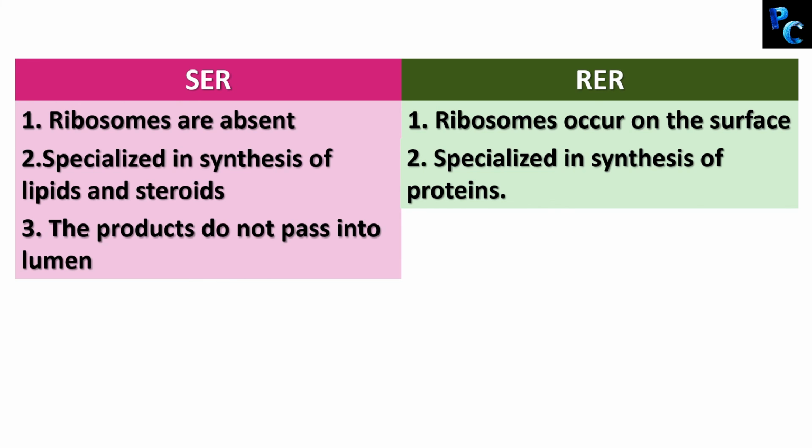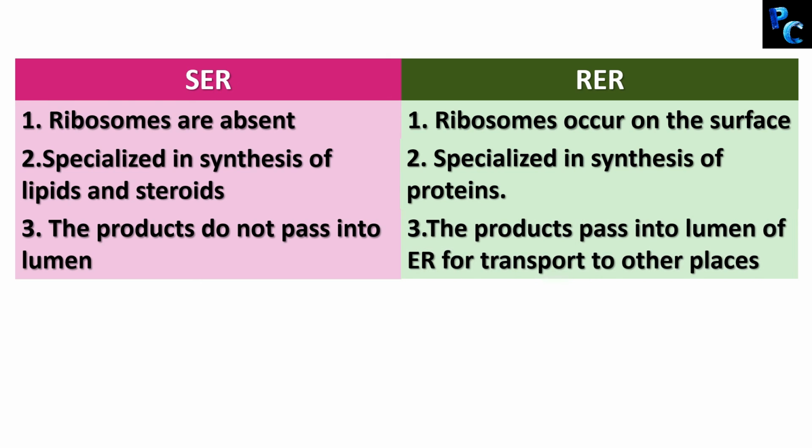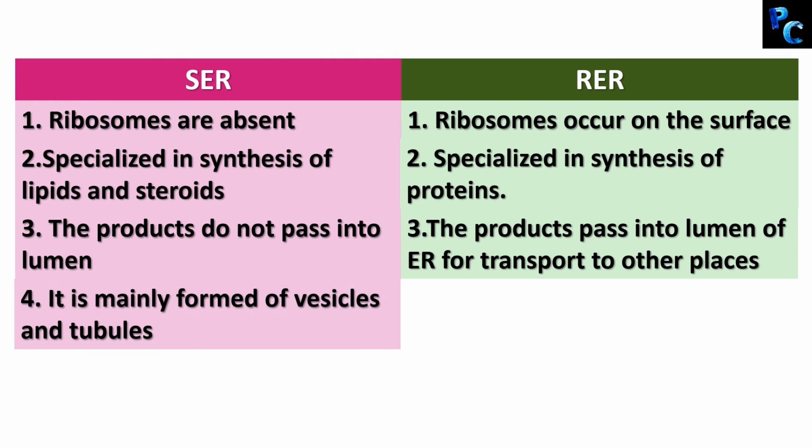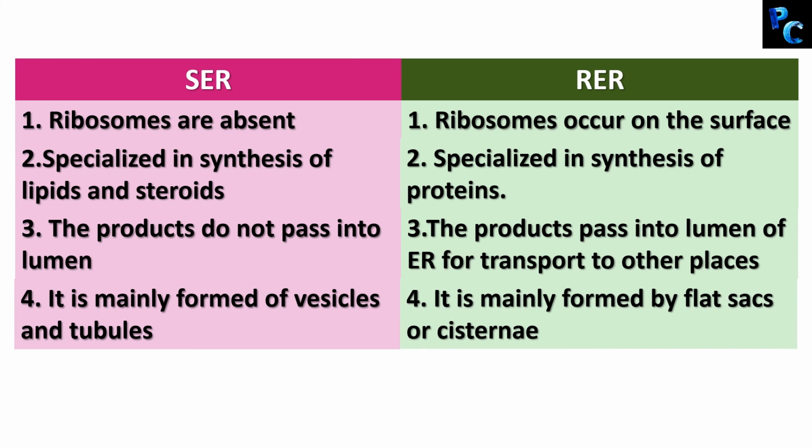The products do not pass into the lumen. Remember, lumen is the inner space of the endoplasmic reticulum. The products pass into the lumen of the endoplasmic reticulum for transport to other places in case of rough endoplasmic reticulum. In case of smooth endoplasmic reticulum, it is mainly formed of vesicles and tubules, and rough endoplasmic reticulum is formed by flat sacs or cisternae.